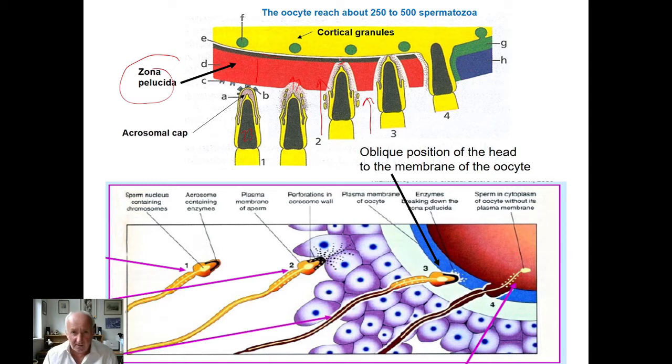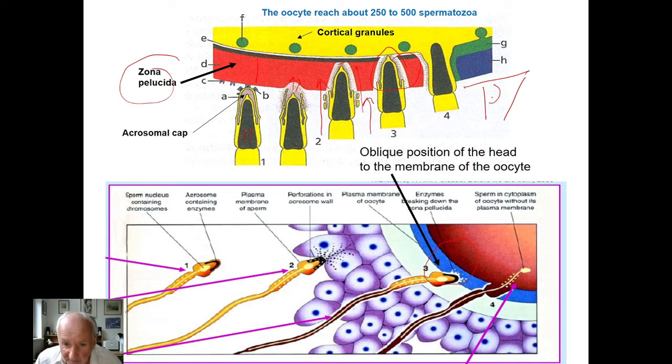Very nice picture, but with one mistake. Here it's better. When the head is coming into contact with the membrane of the oocyte, it's never in this position. It's always in an oblique position. So not 90 degrees, but always in an oblique position, please. It's touching the membrane of the oocyte.